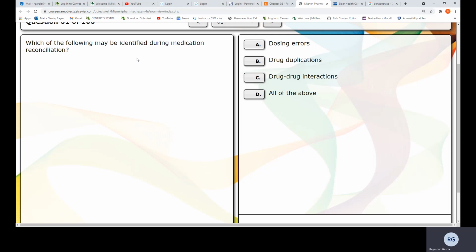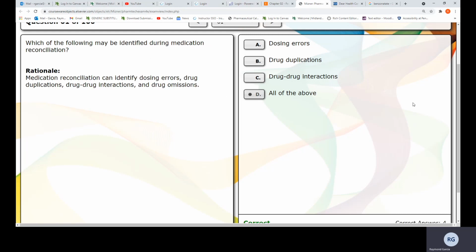Which of the following may be identified during medication reconciliation? Dosing errors, drug duplications, drug-drug interactions, or all of the above? Which one? C? D? Good job. Medication reconciliation can identify dosing errors, drug duplication, drug interactions, and drug omissions.